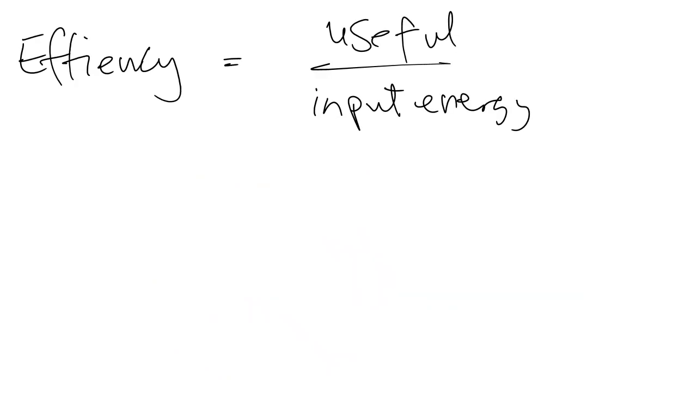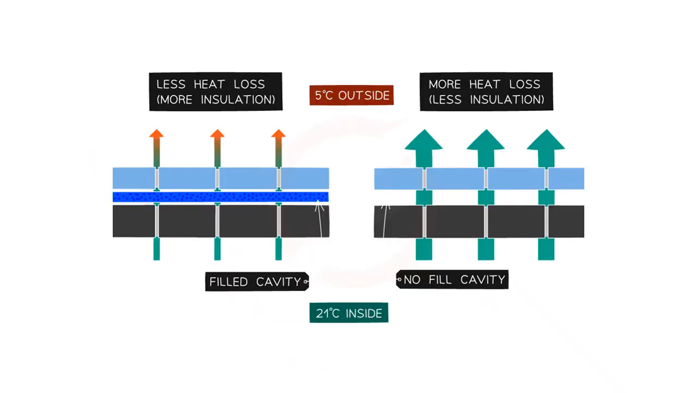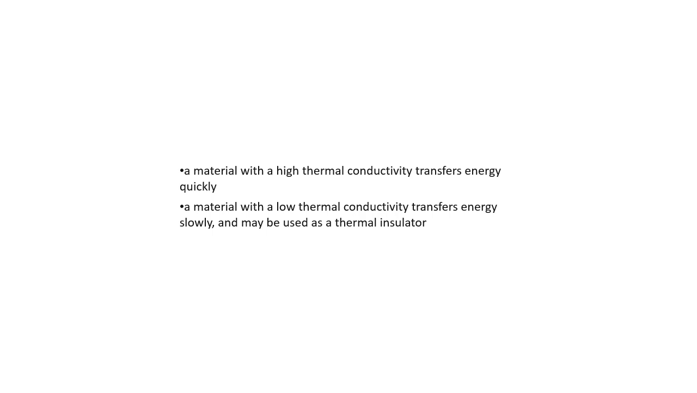Efficiency is useful energy divided by input energy. How do you increase efficiency? You would reduce friction. You could lubricate to reduce friction. You can use insulation. That will reduce energy loss. For example, for houses, you would have more insulation to reduce heat loss. A material with a high thermal conductivity transfers energy more quickly.